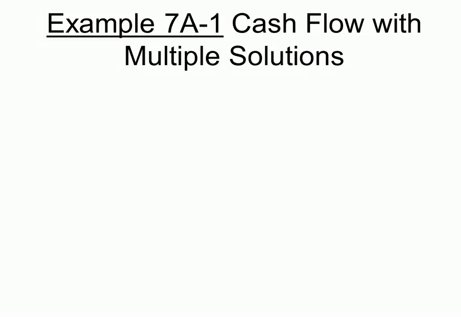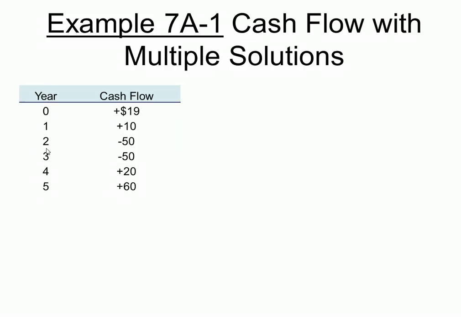Let's take a look at this example. This is an example for additional material for Lecture 7 or Chapter 7, and it shows an example of cash flows with multiple solutions. Here are our years, and here are the representative cash flows. Notice we have positive cash flows in years 0 and 1. Then we have 2 negative cash flows in years 2 and 3. And then we have 2 positive cash flows in years 4 and 5.